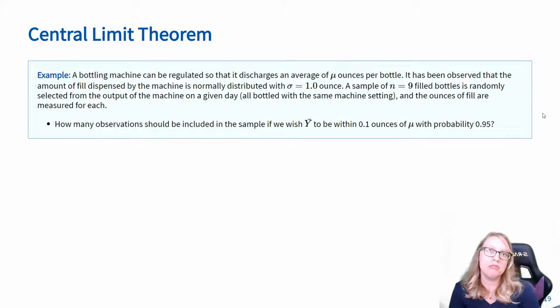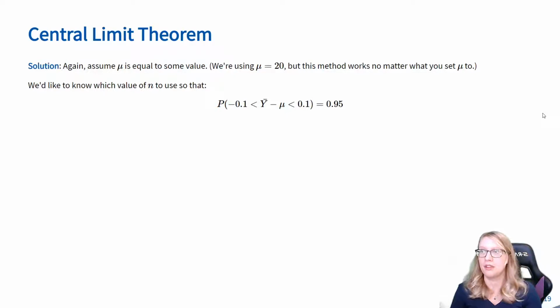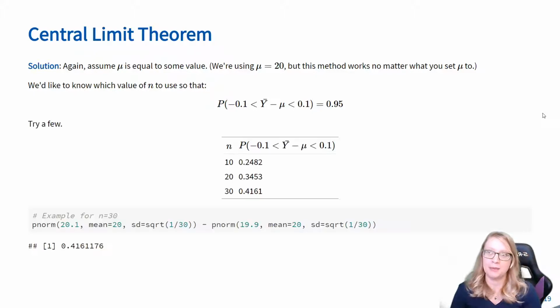Now, let's say we're going to take a larger sample. We're going to take more observations because clearly we're not often going to be very close to the population mean mu. How many observations are we going to need to take to get to that point? We'd like to find the value of n so that this probability is 95%.